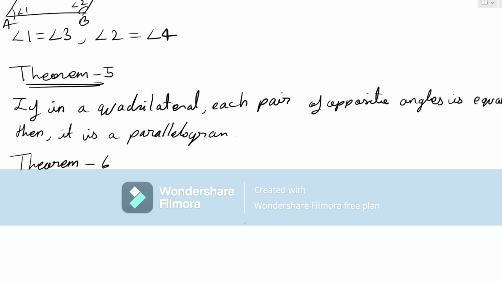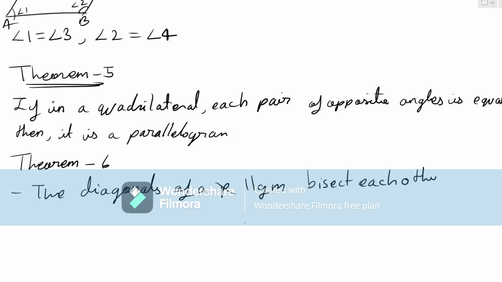Theorem 6. The diagonals of a parallelogram bisect each other. Okay, that's it. I thought there was more.